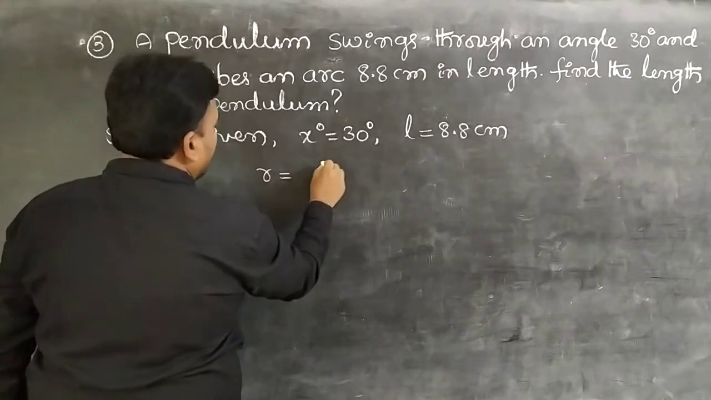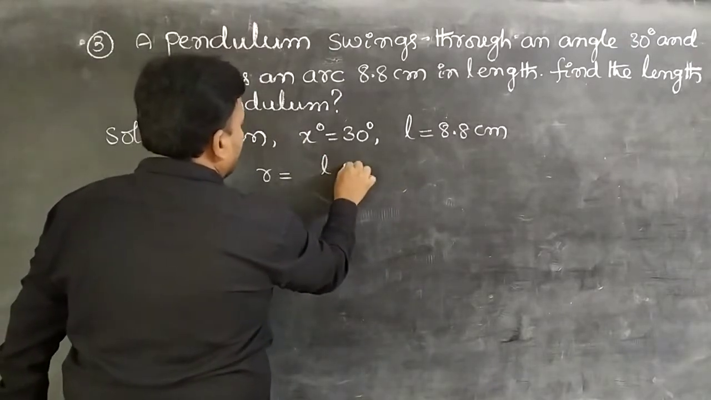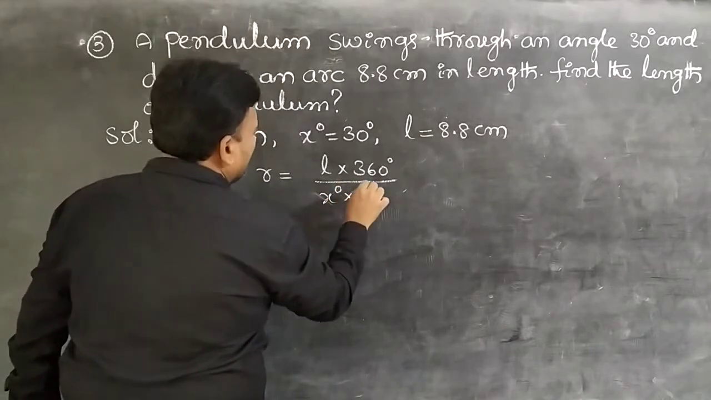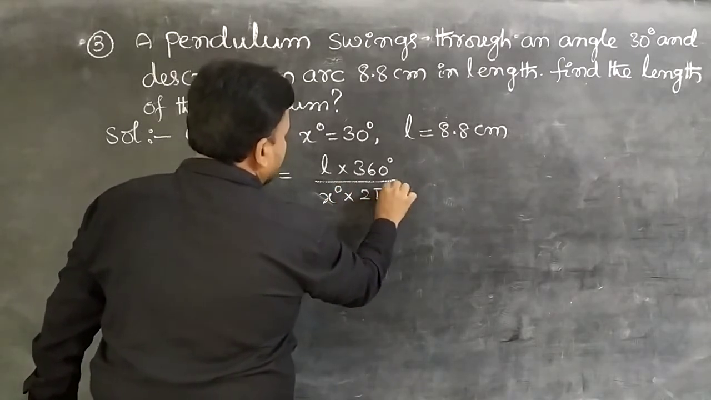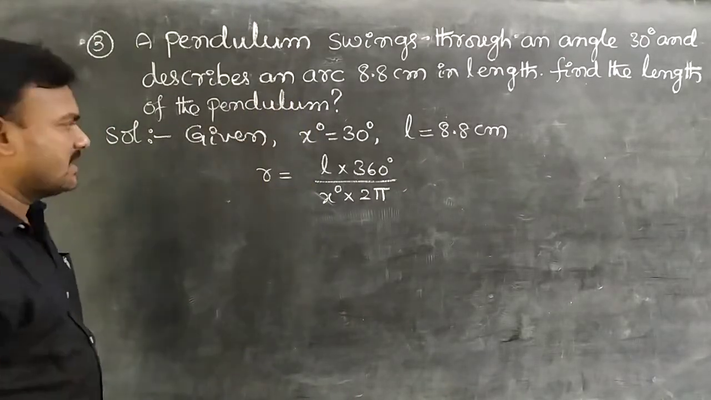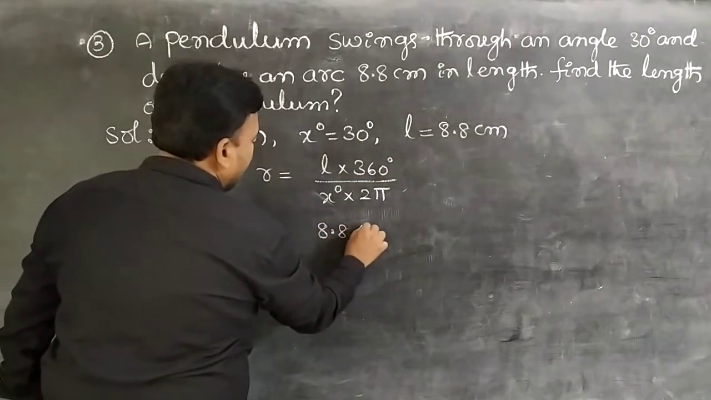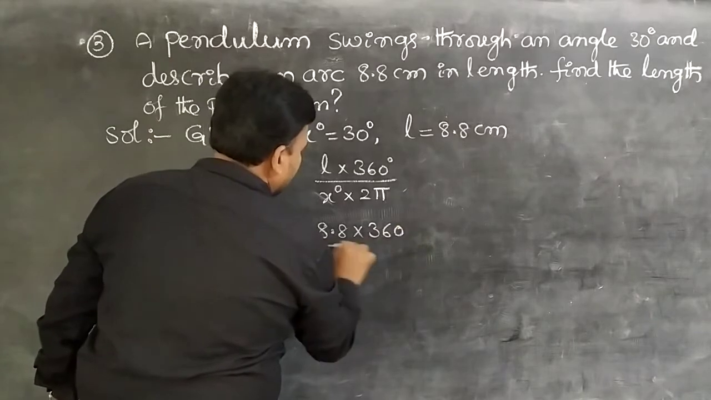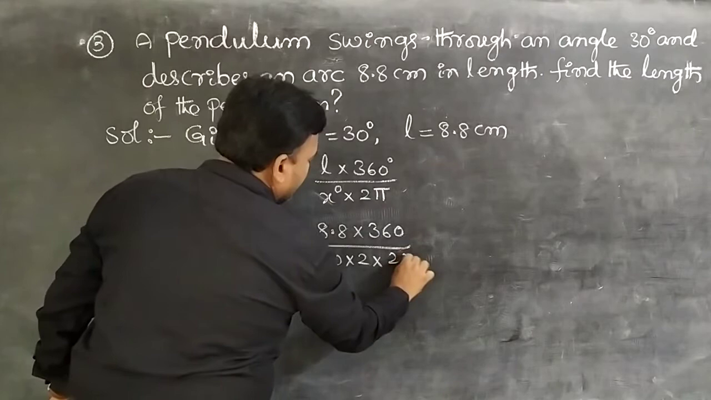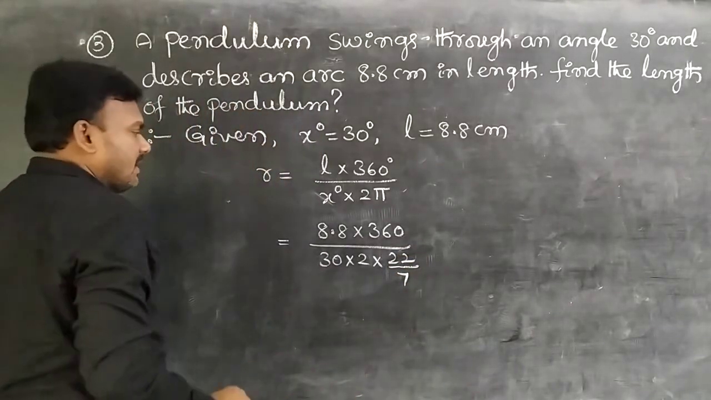r equal to the formula: l into 360 degrees by x degrees into 2 pi. This is the formula we use in this problem solution, students. So which implies, how much is the l value given here? 8.8 into 360 degrees by the x degrees value 30 into 2 into 22 by 7. The pi value means here 22 by 7. Isn't it right?